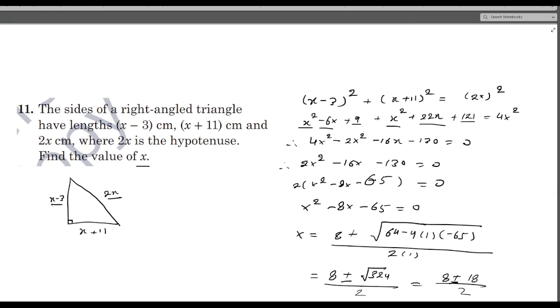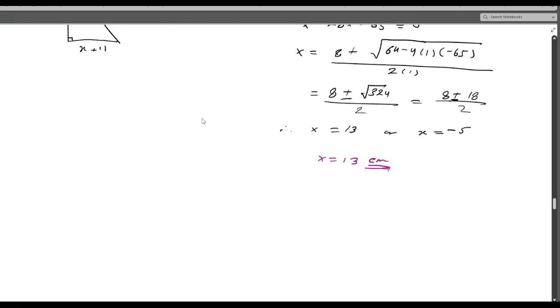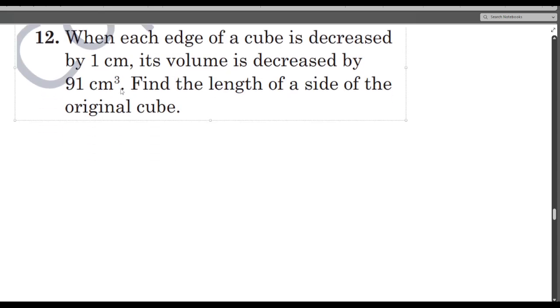Now, second last question. Question number 12. Question number 12 is, when each edge of the cube is decreased by 1 centimeter, its volume is decreased by 91 centimeter cube. Find the length of a side of the original cube.